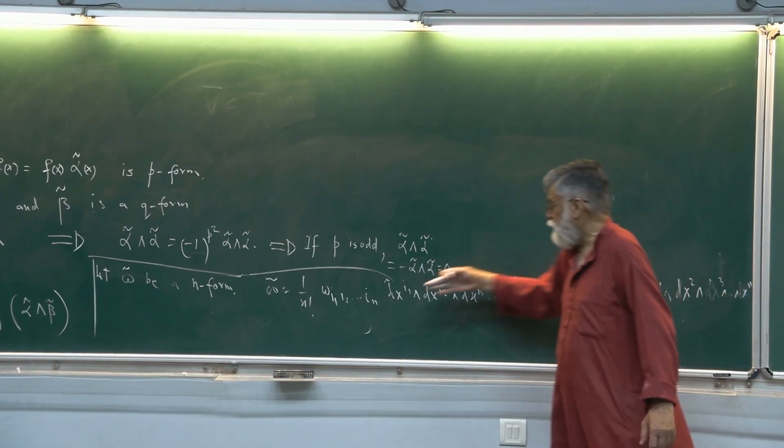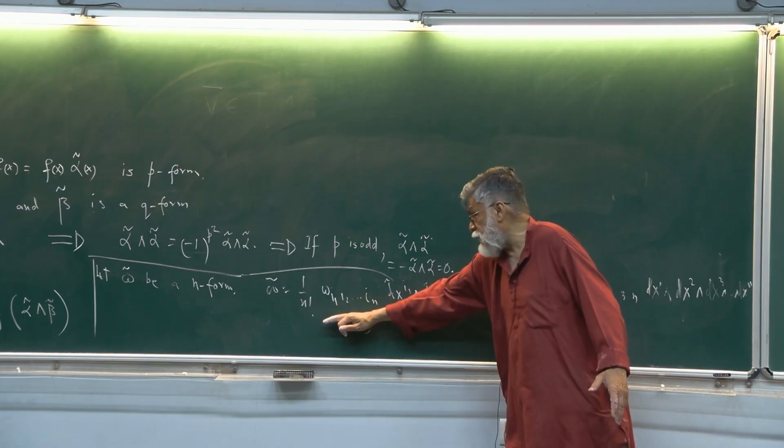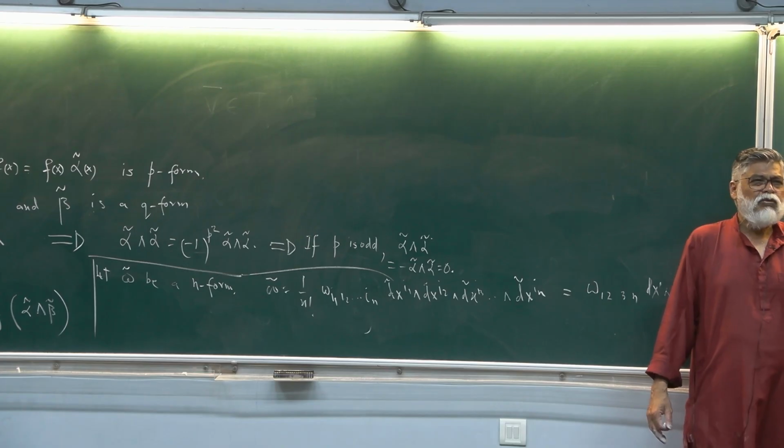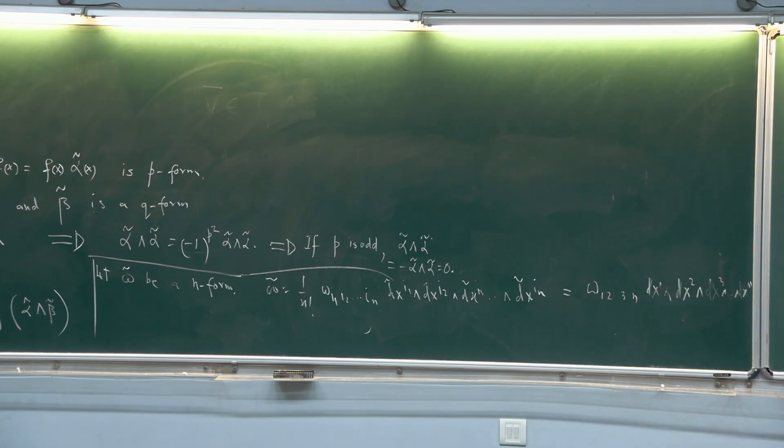Because you are summing up, I1, I2 are all being summed over. But this is completely antisymmetric. Because it's completely antisymmetric, there's just one component which is non-zero. And you can write it as this. So this is the n form.